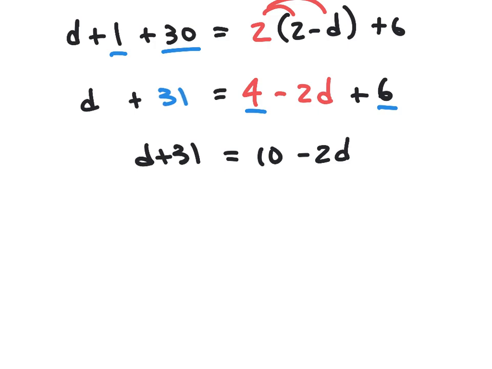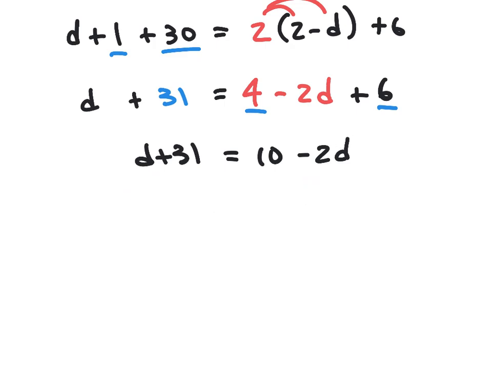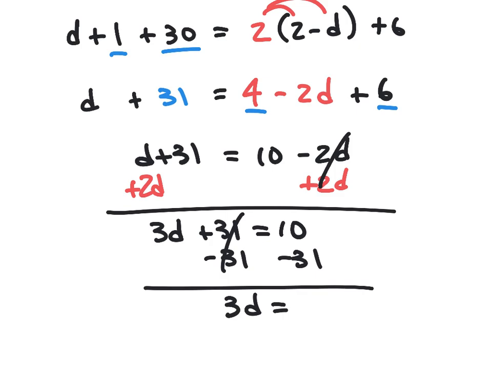But what I have is this negative 2d over here. My inclination is to just add 2d to both sides. Now, it doesn't matter what you do here necessarily, because d plus 2d is going to give me 3d plus 31 is equal to 10. I'm now going to subtract 31 from both sides, okay? And so now I've got 3d is equal to negative 21, divide by 3 on both sides, and then d is going to be equal to negative 7, okay?